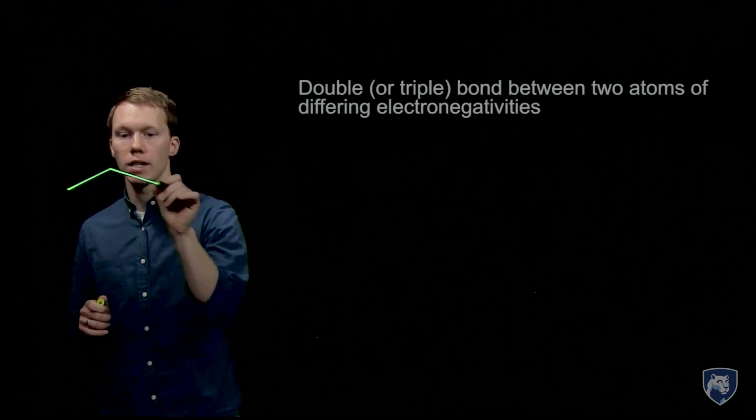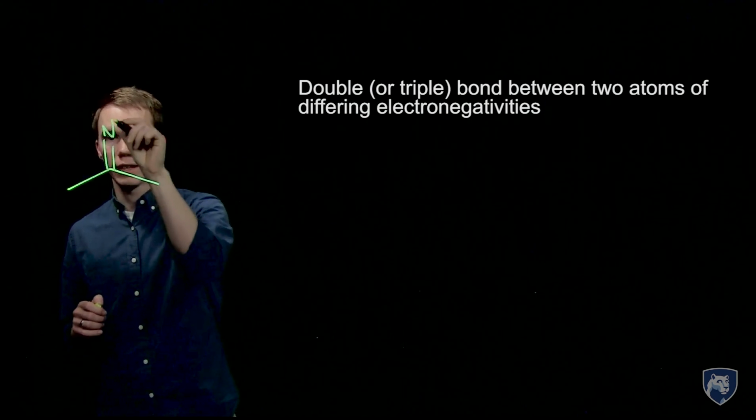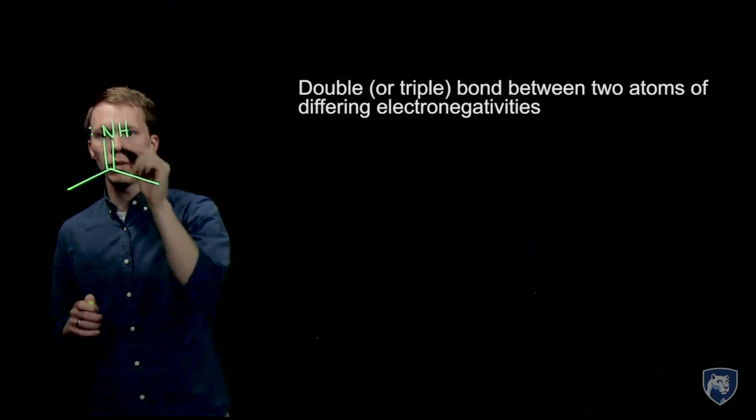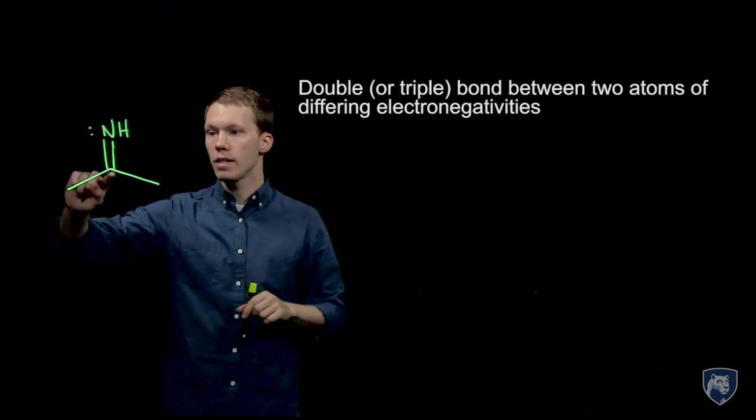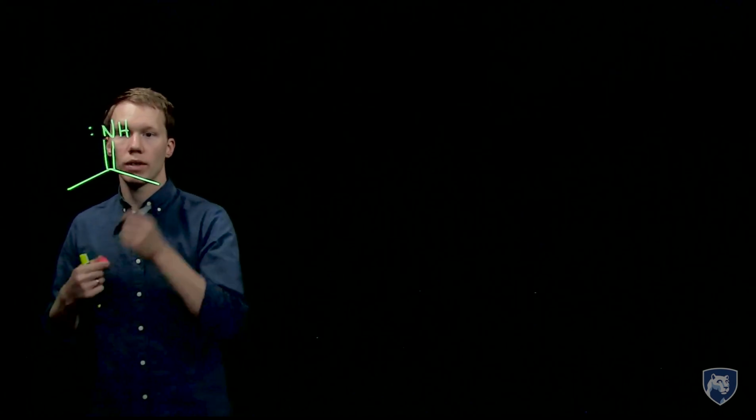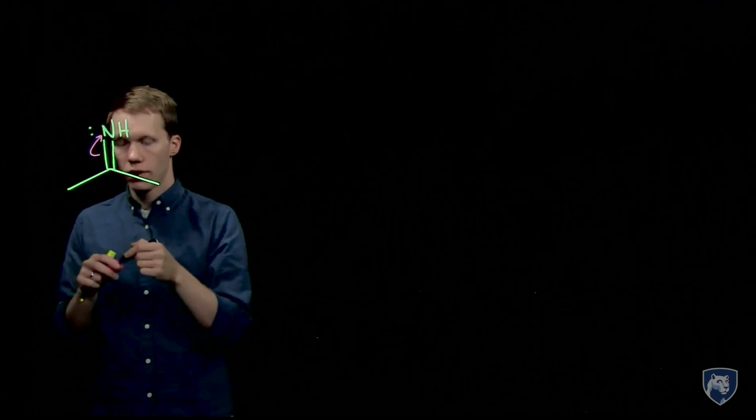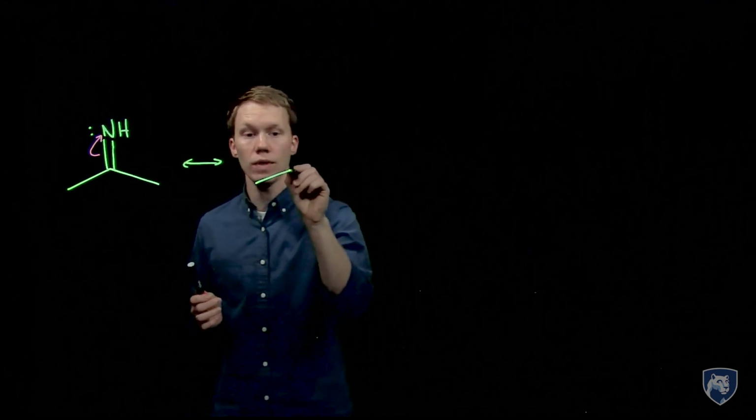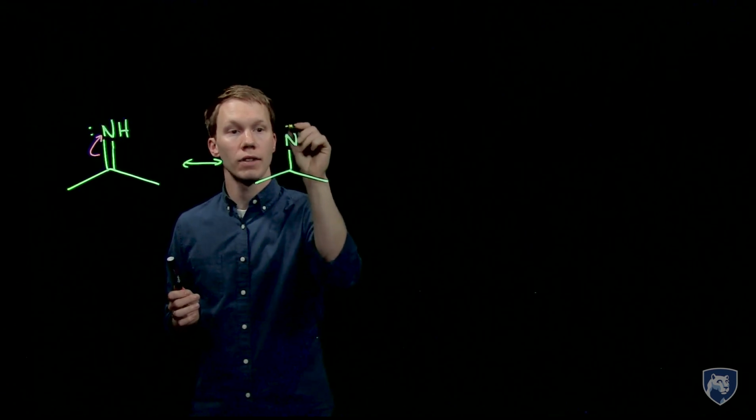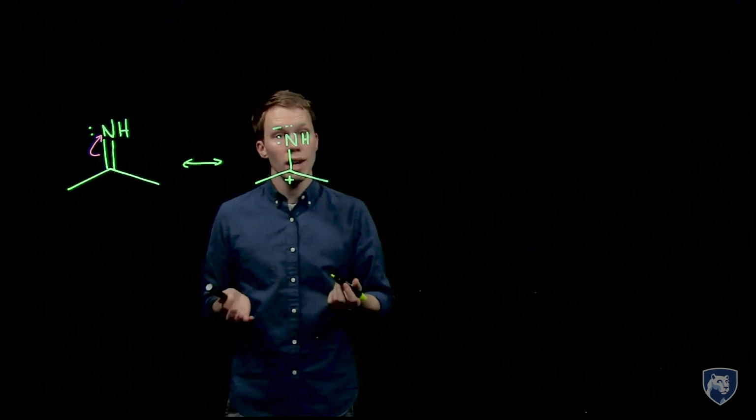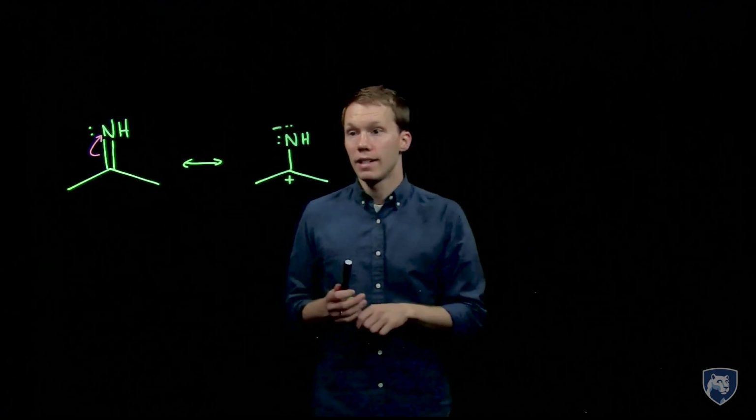The third pattern of resonance is a double bond between two atoms of differing electronegativity. So this is an example where we have a double bond between carbon and nitrogen, and because nitrogen is more electronegative, it's pulling on those electrons a little bit more than carbon is. So we could take that to an extreme and say give those electrons to nitrogen to result in this resonance contributor.